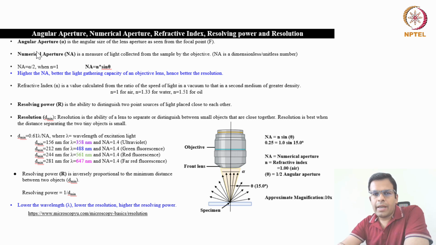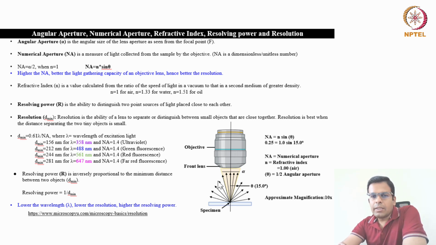So what is an angular aperture? Angular aperture is the angular size of the lens aperture as seen from the focal point. Say this is the objective lens, and the angular aperture is this area which is shown by alpha. So that is the angular size of the lens aperture as seen from the focal point. If you see the lens from this point, how the angular size of the lens will look like from this focal point.